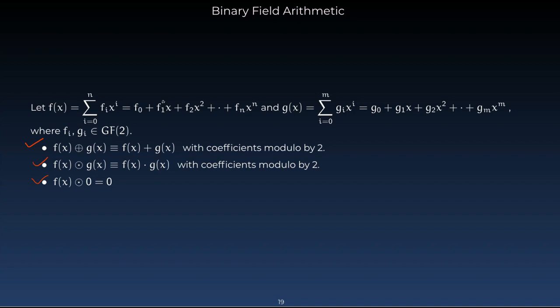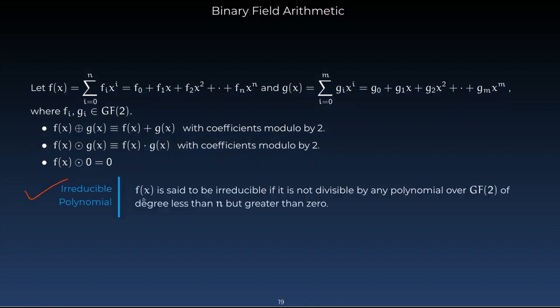Okay, now we have a definition of irreducible polynomial. If f(x) is a polynomial, it is said to be irreducible if it is not divisible by any polynomial over GF(2) of degree less than n but greater than 0. Let's say the degree of f(x) is n, then it is said to be irreducible if it is not divisible by any polynomial over GF(2) of degree less than n but greater than 0.